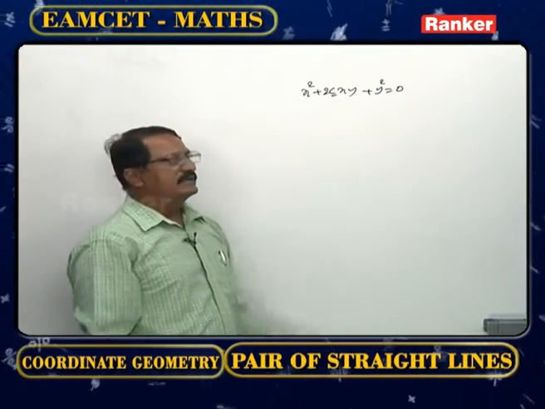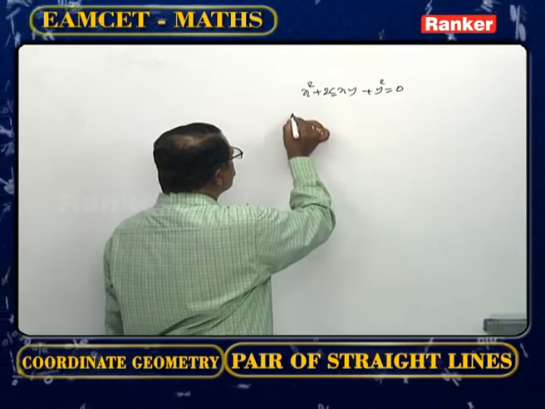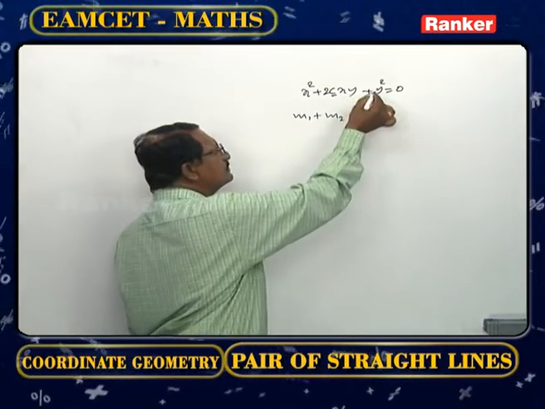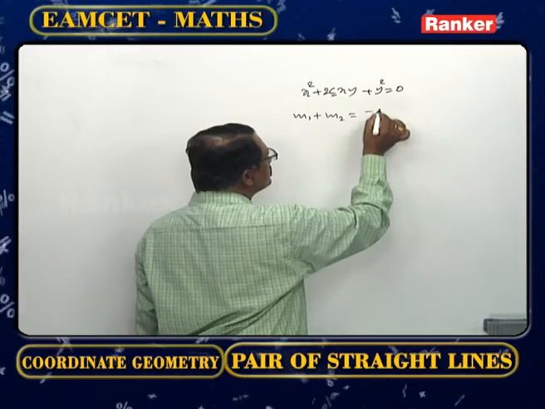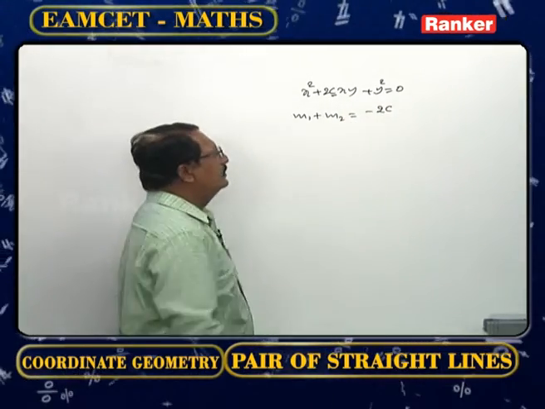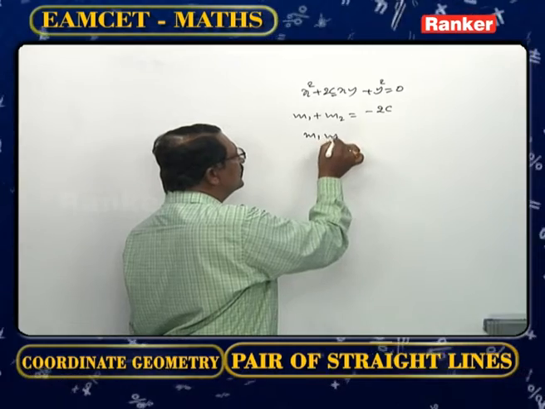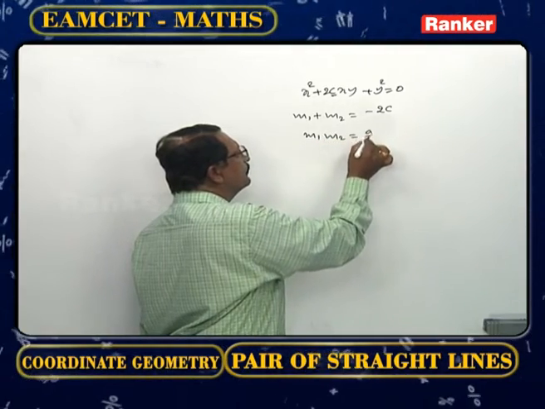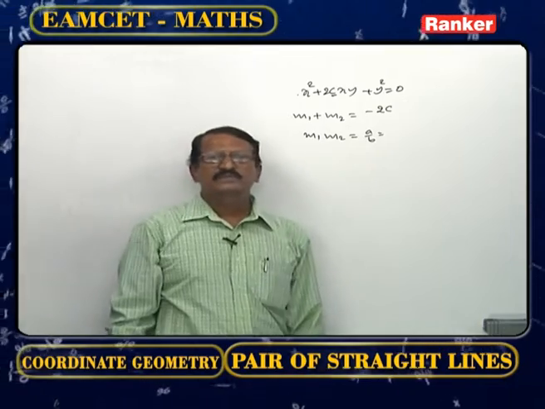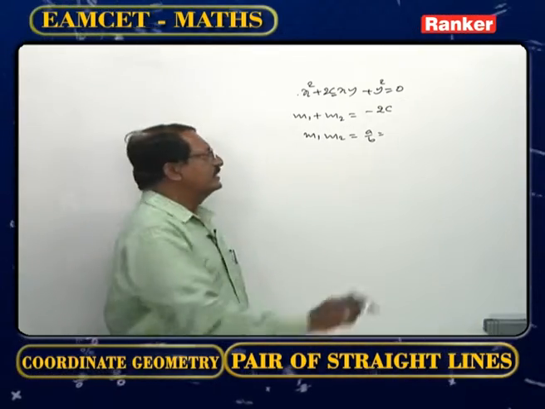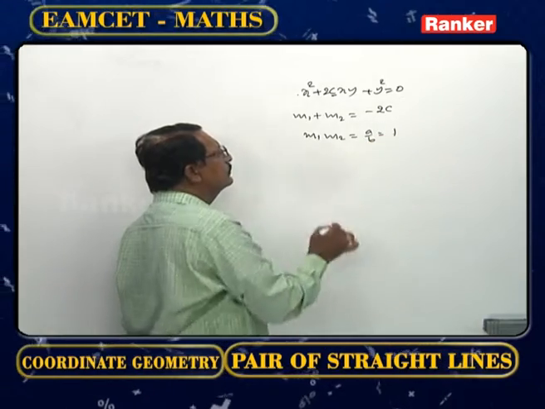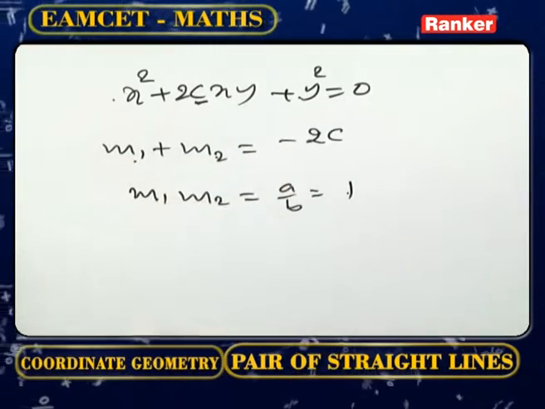Require the value of c. Suppose slopes are m1, m2, then sum of slopes equals minus 2h by b. Now, here minus 2c, but b equals 1. Next, product of slopes m1, m2 equals a by b, where a is the coefficient of x square, b coefficient of y square, a by b equals 1. Now, product of slopes equals 1, sum of slopes equals minus 2c.